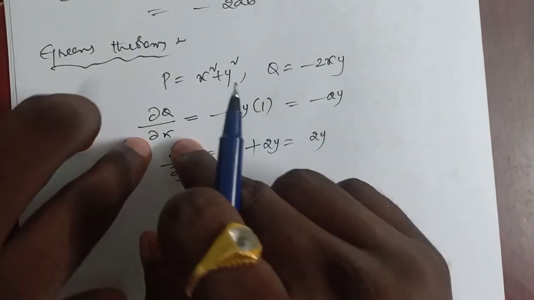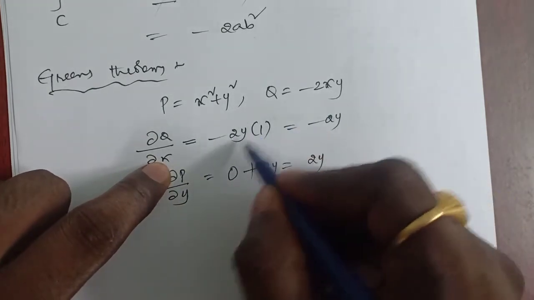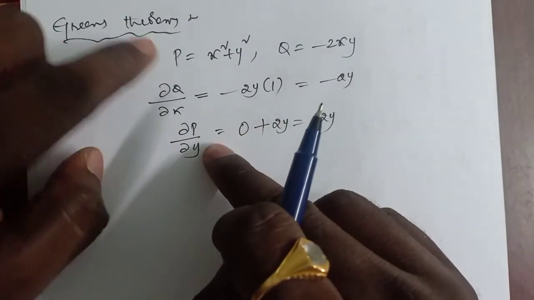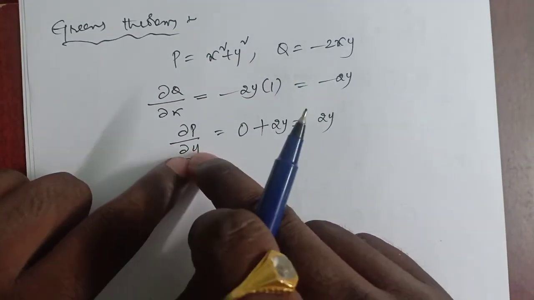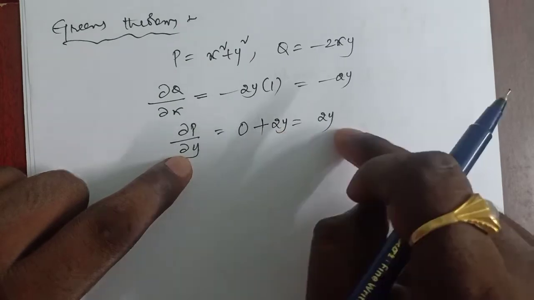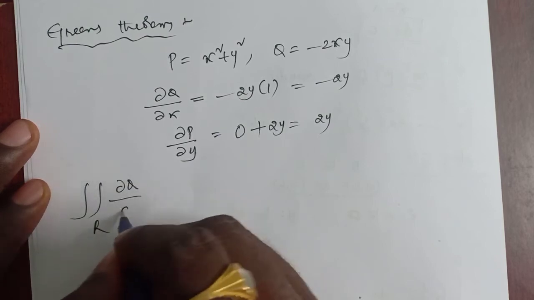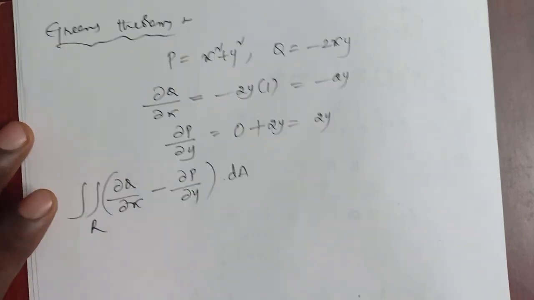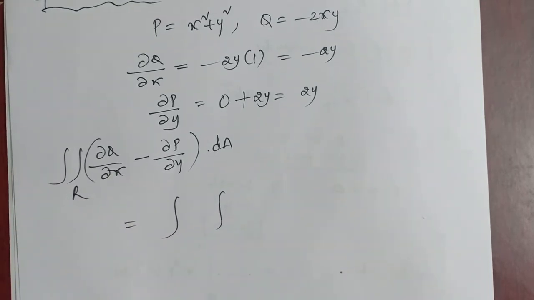It is a partial derivative, so if you want to differentiate with respect to x, treat y as constant, so minus 2y is constant here, and differentiation of x is 1, so minus 2y. Then coming to the first one, x square plus y square, we need to differentiate with respect to y. Treat x as a constant, so the differentiation of x square is 0, plus y square is 2y. Then Green's theorem is the double integral over R of dou Q by dou x minus dou P by dou y, dA.